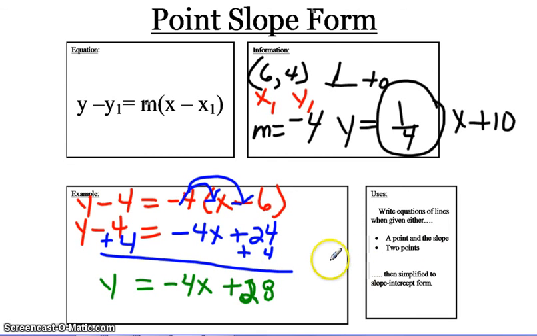And now that is the equation of a line that contains a point (6, 4), and is perpendicular to the line y equals 1/4 x plus 10.